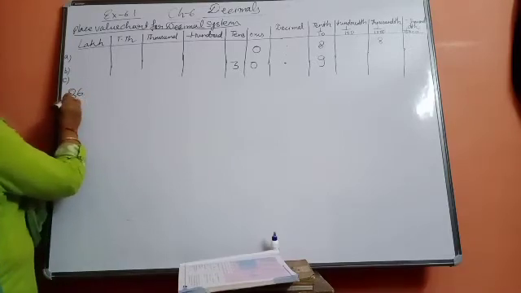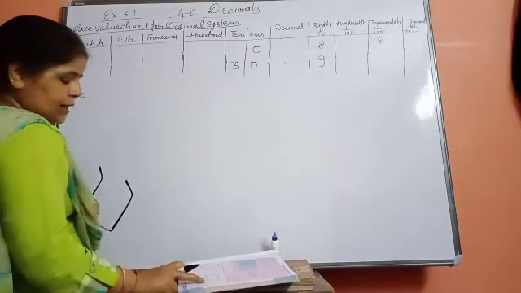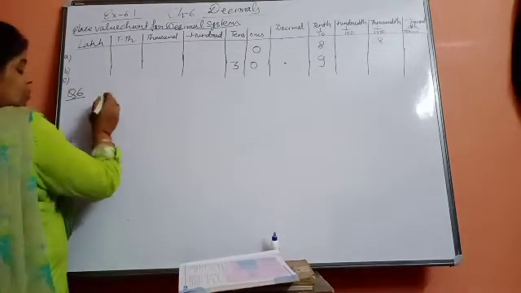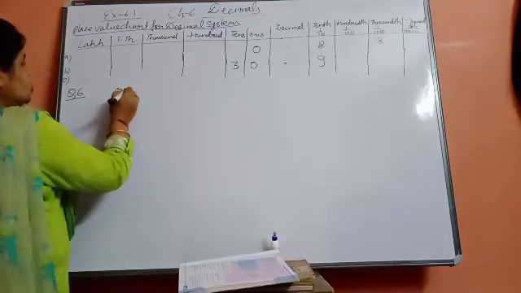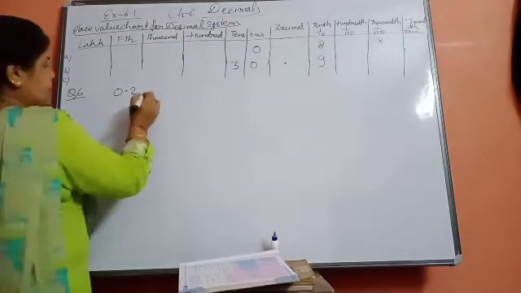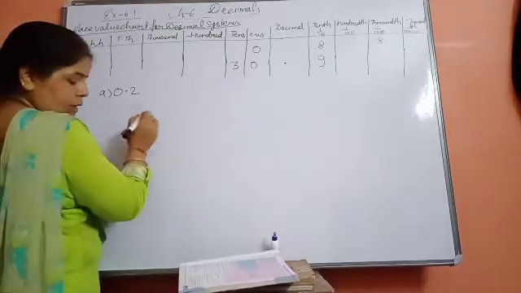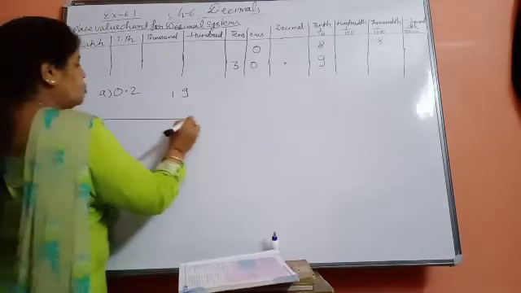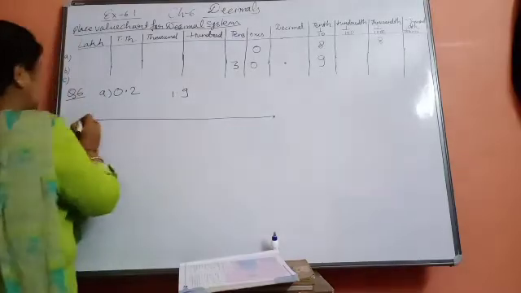Now see question number 6. Represent the following numbers on the number line. Okay, we have to represent the numbers on the number line. How will we do it? I am doing two numbers: 0.2, and the second one is 1.9. The rest of the numbers you will do yourself. Everybody is able to make a scale, so in this way you will do.